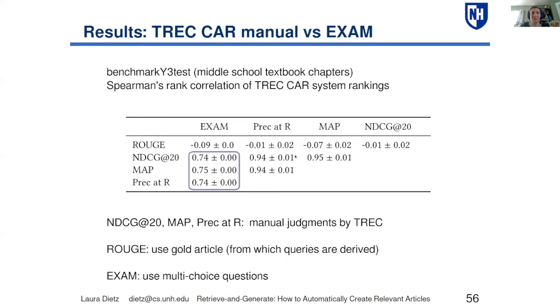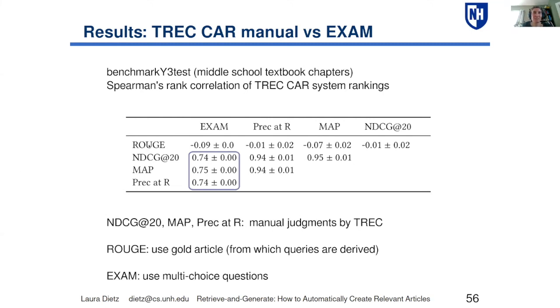You might say, oh, but these here are better. Yeah, of course. This is how well one metric like mean average precision correlates with NDCG at 20, using both the same manual assessment by TREC. Of course they correlate a lot. They're designed to correlate a lot. They also use the same information. Exam uses very different information that TREC assessors had nothing to do with.